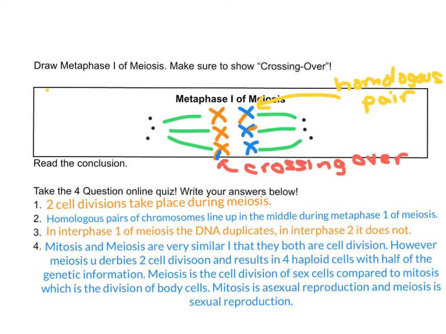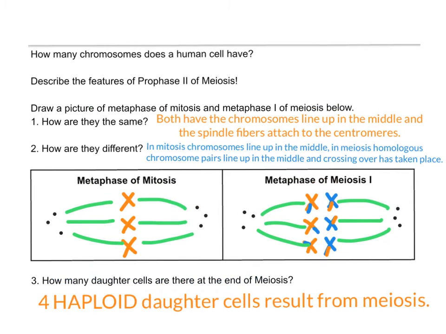In mitosis, there are 2 diploid cells, which are exact replicas of the DNA. Meiosis is the cell division of sex cells, compared to mitosis, which is the division of body cells. Mitosis is asexual, which means it can happen by itself, and meiosis is sexual, which means it takes 2. Let's go to the next one.